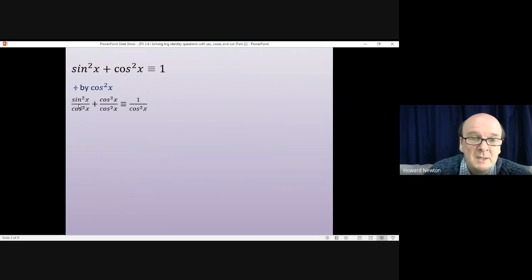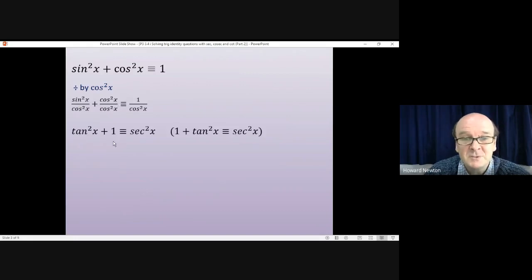These all simplify. Sine squared over cos squared is the same thing as tan squared. The cos squareds cancel to give us 1. 1 over cos squared is the same as sec squared. It's normally written the other way around, but it doesn't matter. So 1 plus tan squared x is identical to sec squared x.